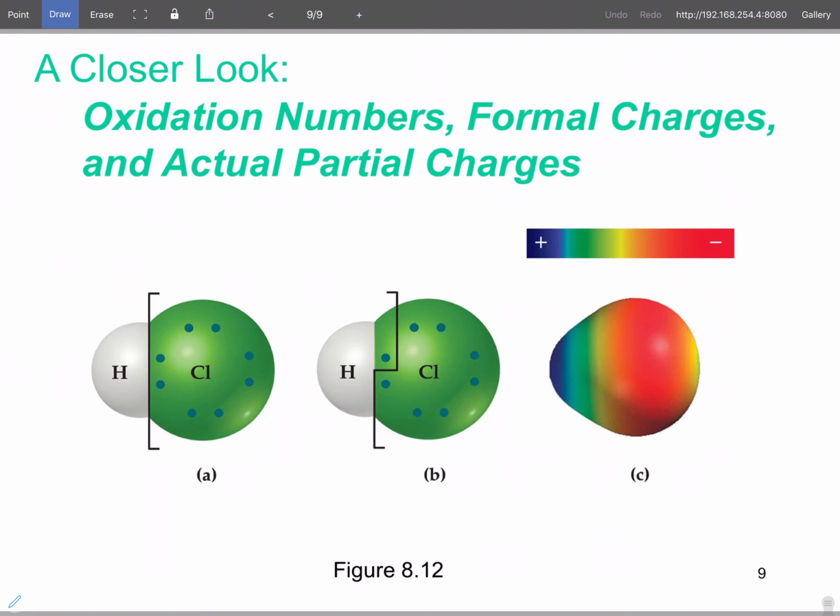So the last thing we're going to do is look at oxidation numbers, formal charges, and actual partial charges in a closer look. We've done oxidation numbers from just the rules and the electron configurations. Now you're going to look at them with molecular applications. And formal charges, we haven't done that yet, we're going to. And actual partial charges, we talked about partial charges with polarity. So you can look at how it is now with respect to the actual bonds.